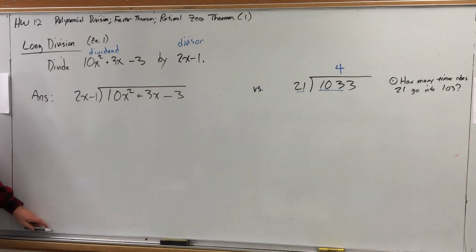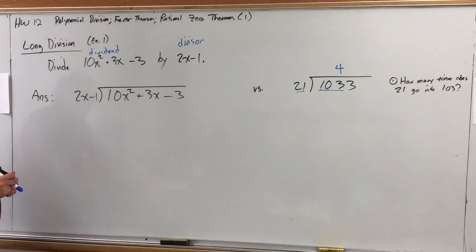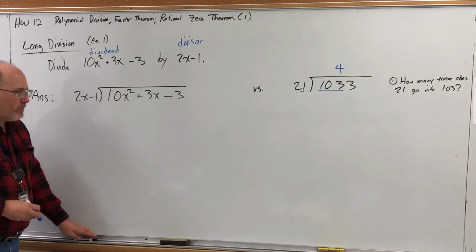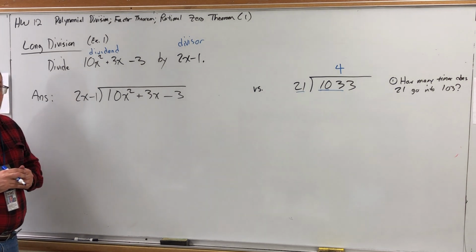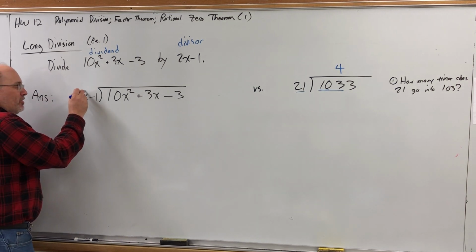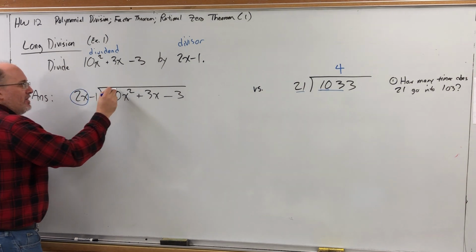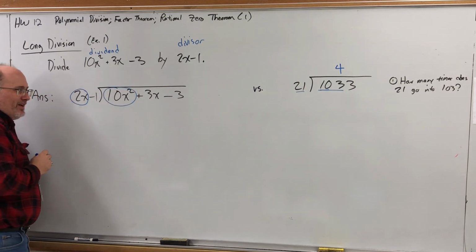For polynomial long division, you kind of start the exact same way, with one big difference. Instead of looking at both polynomials as a whole, you only look at their leading terms. The leading term on the divisor is 2x. The leading term on the dividend is 10x squared.